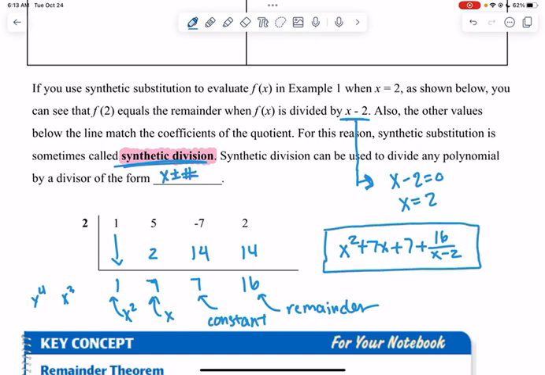So you can only divide polynomials using synthetic if you're dividing by 1x plus or minus something. If it's a squared, a cubed, something to the fourth, you can't do it. And your lead coefficient has to be 1. So let's do one more.